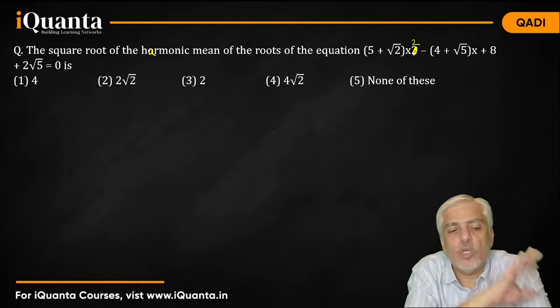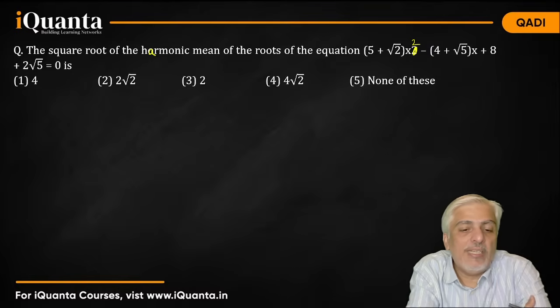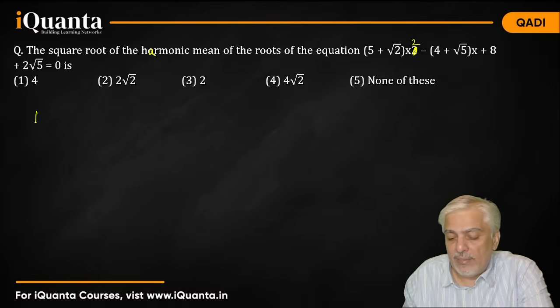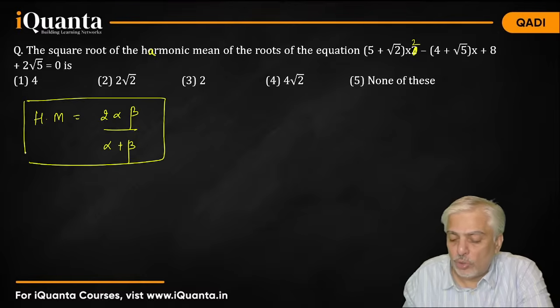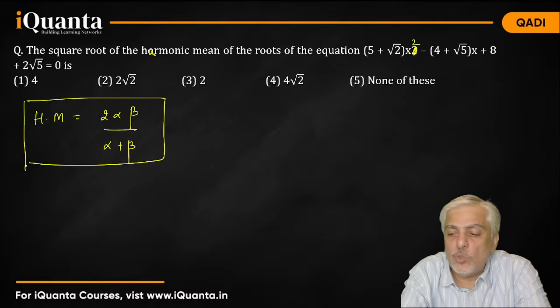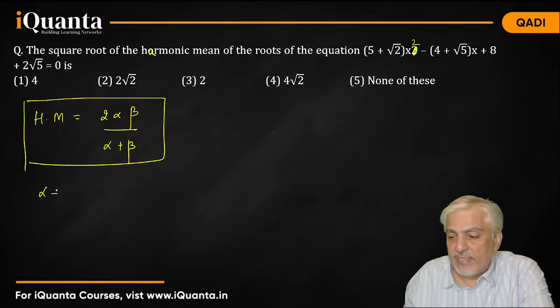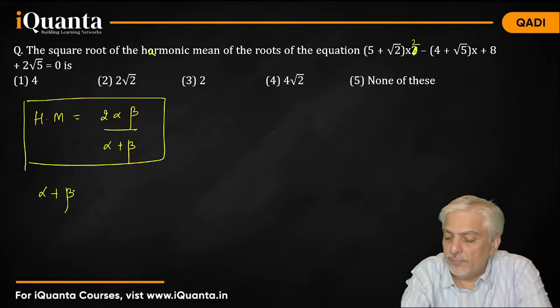First, think what is a harmonic mean of alpha and beta. Harmonic mean of alpha and beta will be 2 alpha beta upon alpha plus beta. This is a direct formula. We have done this in time, speed, distance also. Harmonic mean is 2 alpha beta upon alpha plus beta. Okay. What is alpha plus beta?